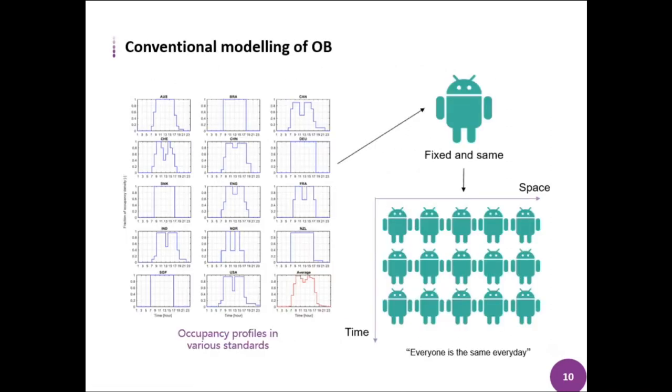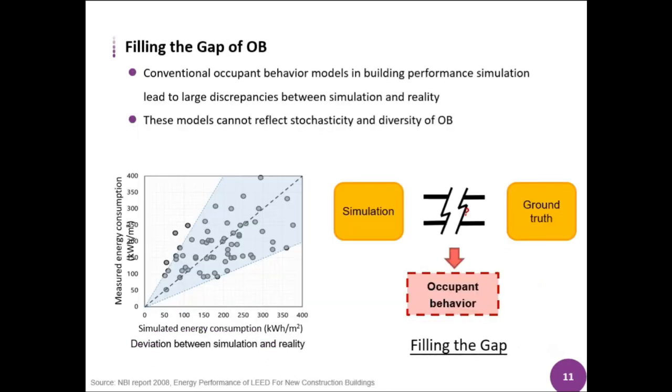So the problem we are facing is that conventionally we say everybody should do things in some way. We assume, like a robot, that they need to come to the office on time, come to work, and do everything. But the reality is people are very stochastic, and they will change behavior in very complex ways. So they make a big gap between our real data and our simulation data.